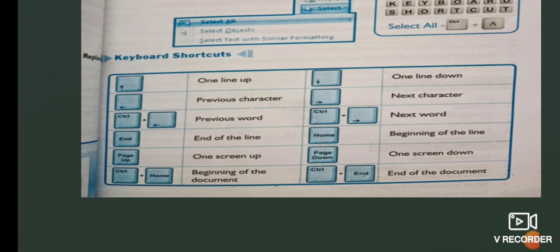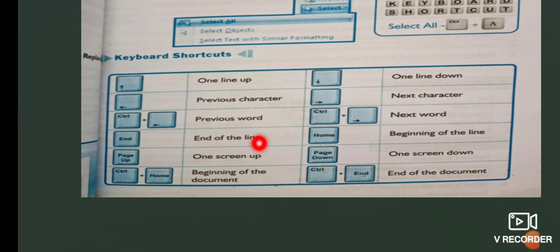And the last topic is keyboard shortcuts, okay. So this up arrow is one line up, it will move the cursor one line up. And then this left arrow, previous character, it will move to the previous character. And then down arrow one line down, right arrow it will move on to the next letter, that is next character. And then if you are pressing control plus left arrow, it will move on to the previous word, okay.